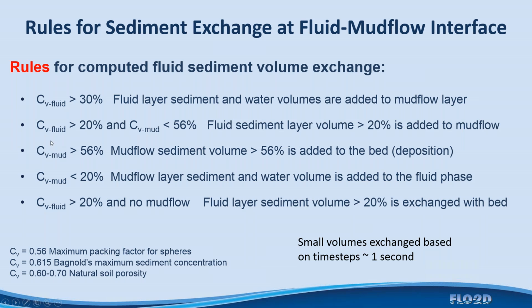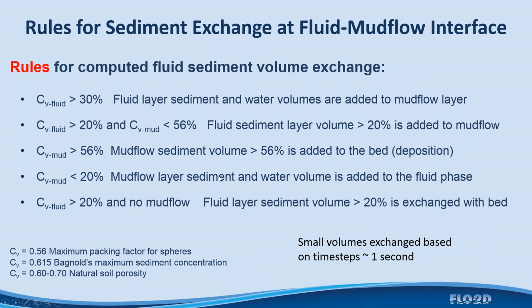If you have a mud flow layer that's 56%, then this just goes into the bed and stops flowing. If you have a mud flow layer that gets less than 20%, then the mud flow layer sediment and water volume, because it's tracking separately in every grid element, the volume of sediment and the volume of water, you take those out of the mud flow layer, add them to the fluid layer, and then you're modeling it all as conventional sediment transport.